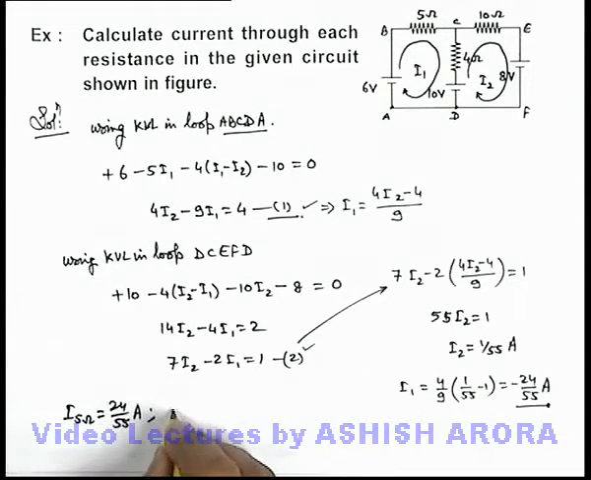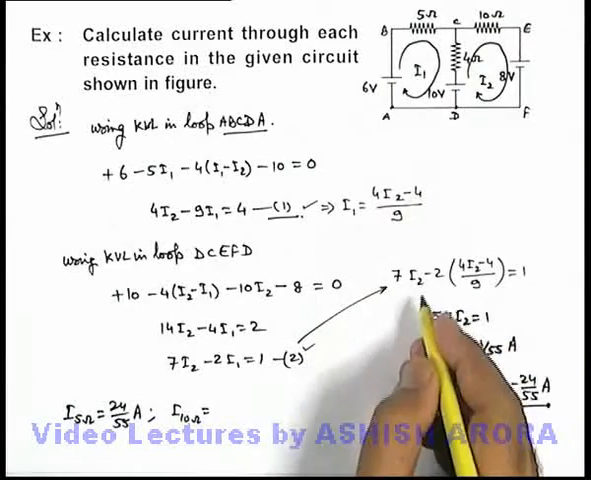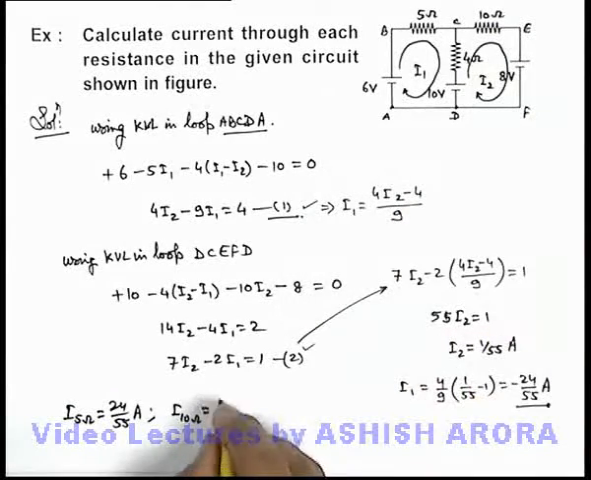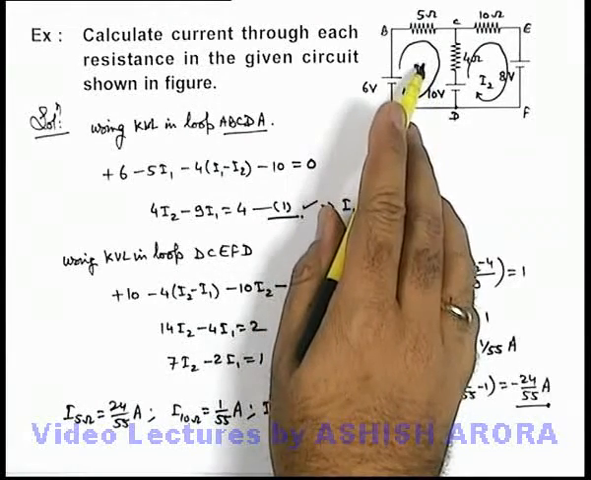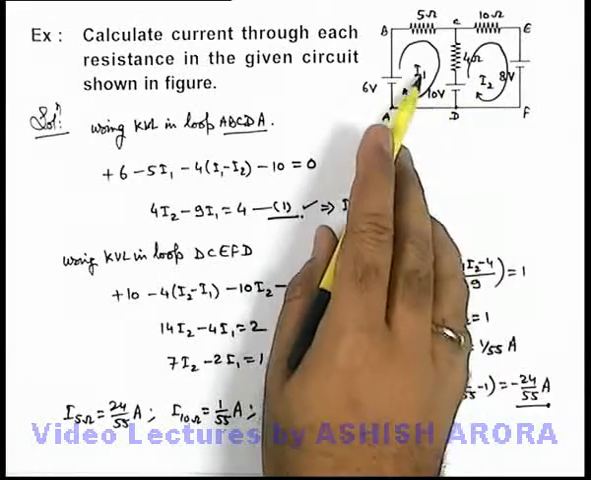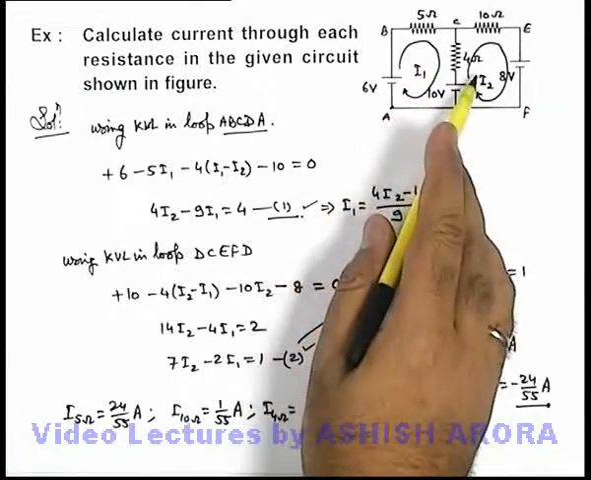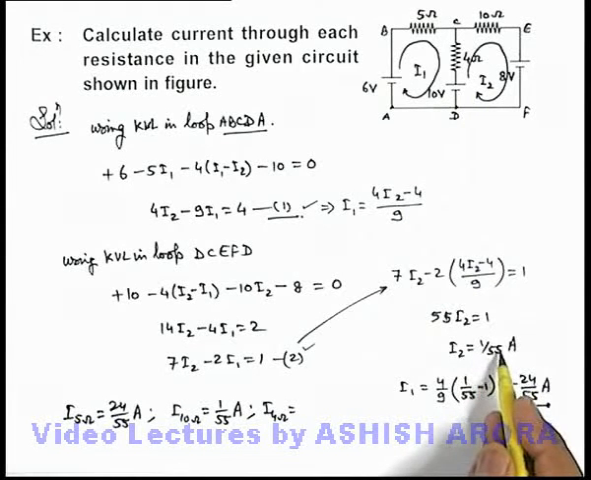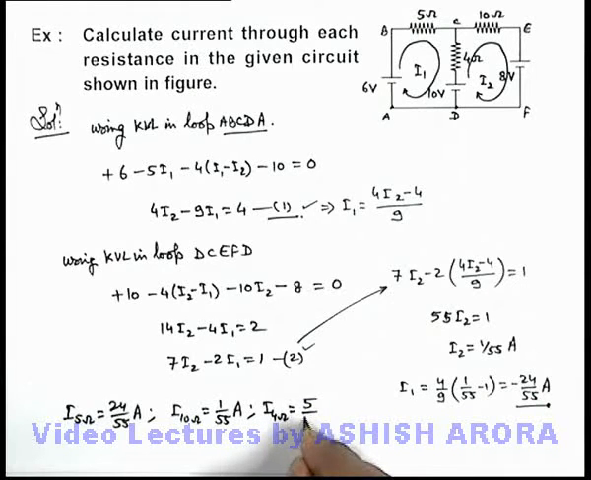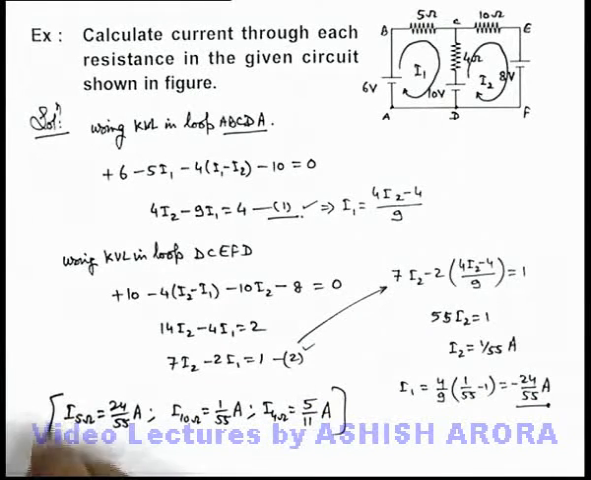If we calculate the current in the 10 ohm resistance, this will only be I2, and the value of I2 here is 1 by 55 ampere. And the current in the 4 ohm resistance is actually I1 minus I2. So I1 is in the opposite direction, so these two will actually be added up. That will be 24 by 55 plus 1 by 55, which is 25 by 55. This can be written as 5 by 11 ampere. So these are the answers to this problem.